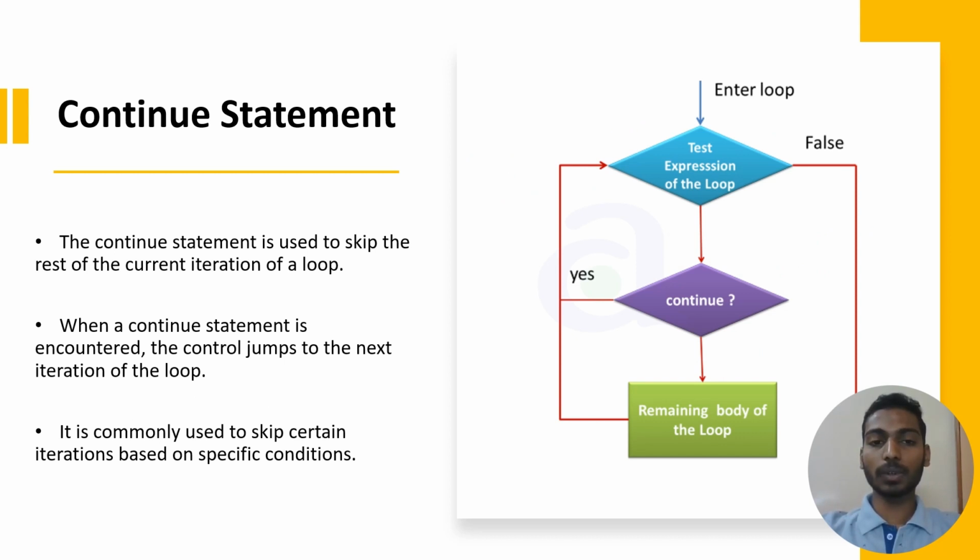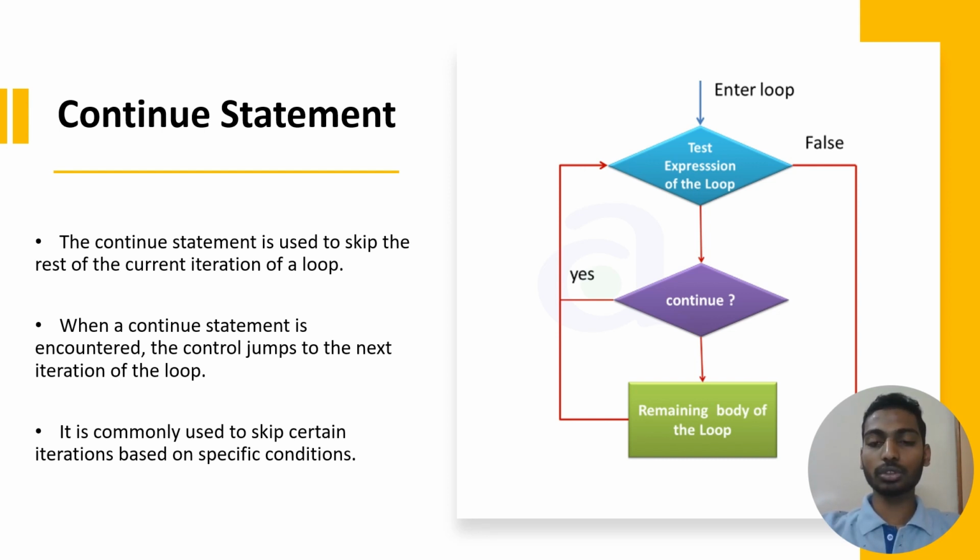Let's see using the continue statement. The continue statement is used to skip the rest of the current iteration of a loop. When a continue statement is encountered, the control jumps to the next iteration of the loop. It is commonly used to skip certain iterations based on specific conditions.